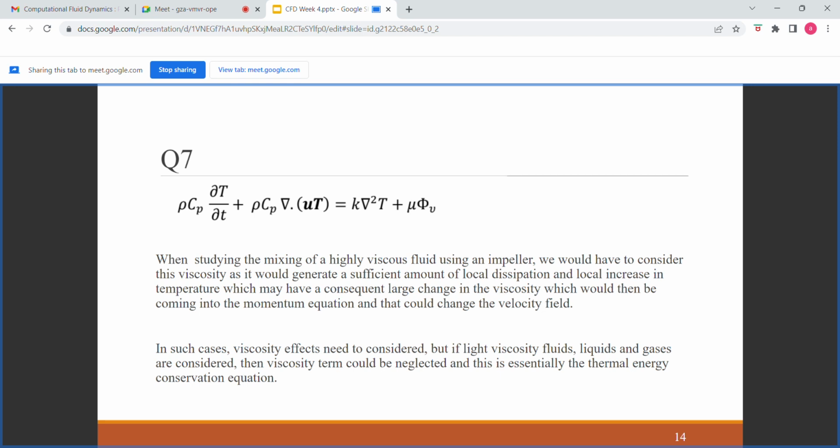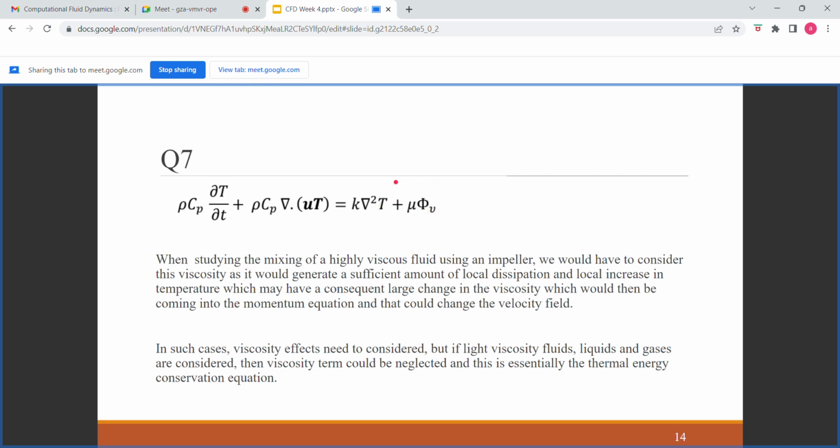So when highly viscous fluids are considered, like a case where a highly viscous fluid is mixed using an impeller, if the viscosity is very high, a very large amount of energy is required, the local dissipation would be very high, and the temperature increase would also be very large. This large change in viscosity would come into the momentum equation and change the velocity field. So in those cases, we need to consider the phi v, or the viscous dissipation term.